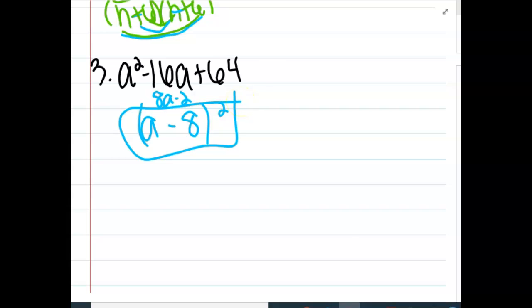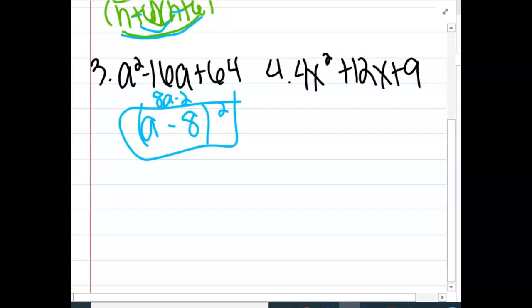Okay, number 4. 4x squared plus 12x plus 9. All right, so we gotta take an extra second here. If I look for greatest common factor, remember it has to be for all 3 terms. This 4 and 12 have a 4 in common. 12 and 9 have a 3 in common. But all 3 of them don't have anything in common. So no greatest common factor.